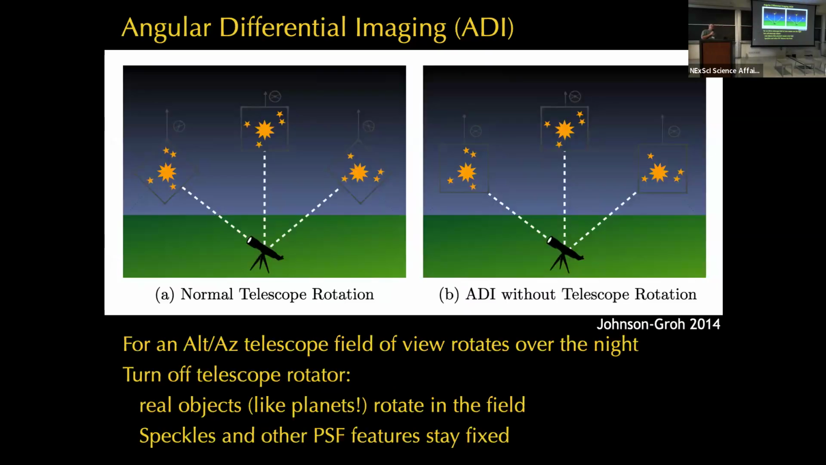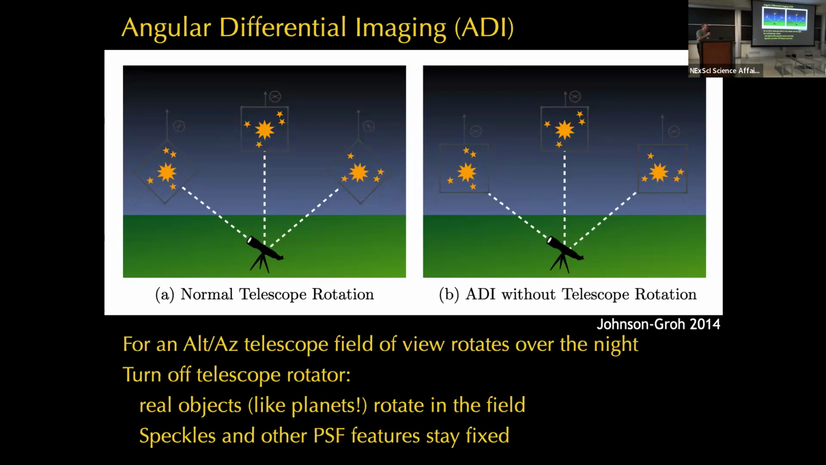And the type of differential imaging that's been most successful is this thing called angular differential imaging, or ADI. If you have an alt-az telescope, and most modern telescopes are alt-az telescopes, as that telescope tracks a star from the east, high in the sky, into the west, that telescope is going to be rotating as it follows the star across the sky. Most instruments will have what's called a derotator. You literally just rotate the instrument in the opposite direction so that your field stays fixed, so you can take long exposure images without everything blurring out.